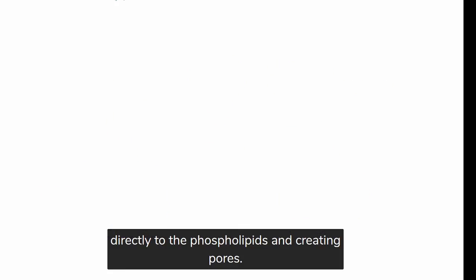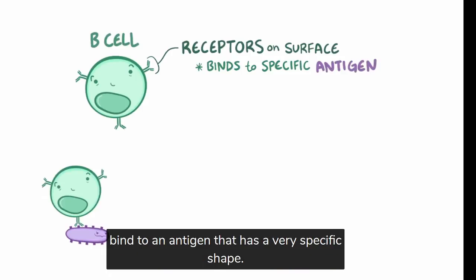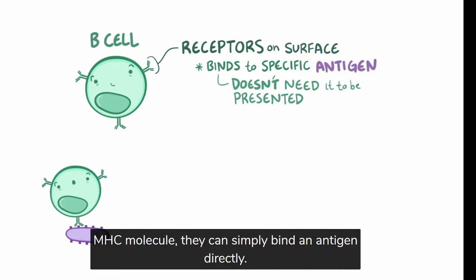B cells, like T cells, also have a receptor on their surface that allows them to only bind to an antigen that has a very specific shape. The main difference is that B cells do not need antigens to be presented to them on an MHC molecule. They can simply bind to an antigen directly.